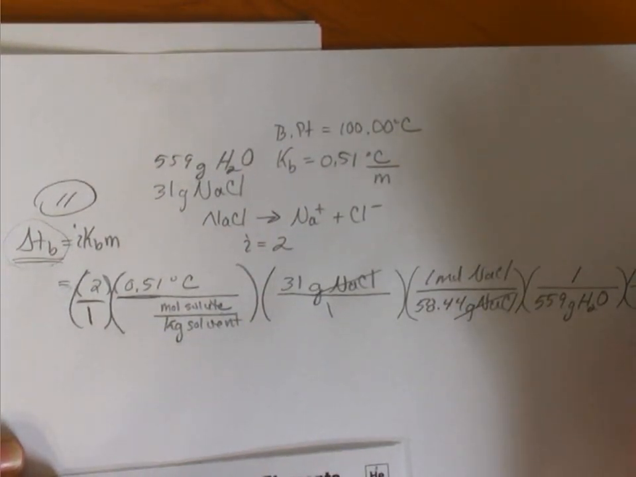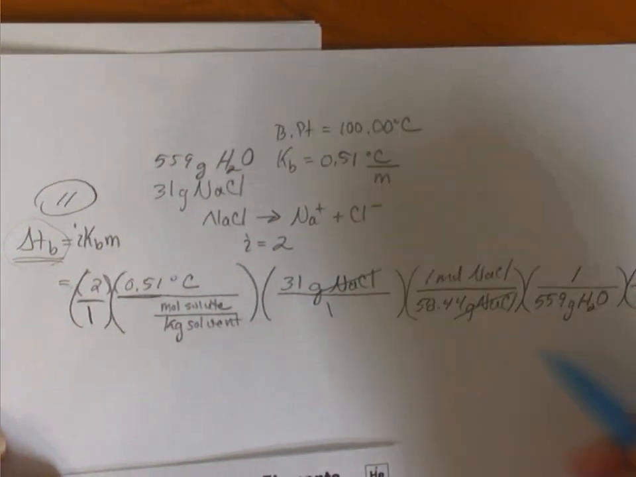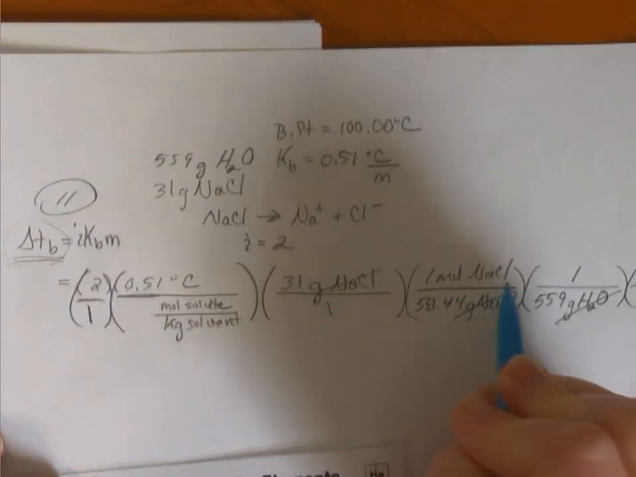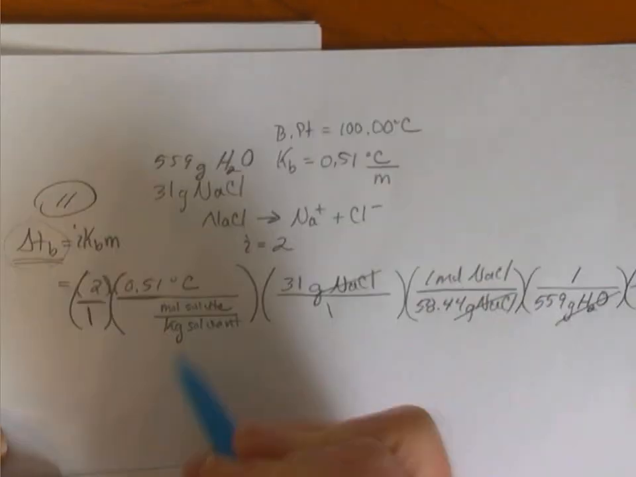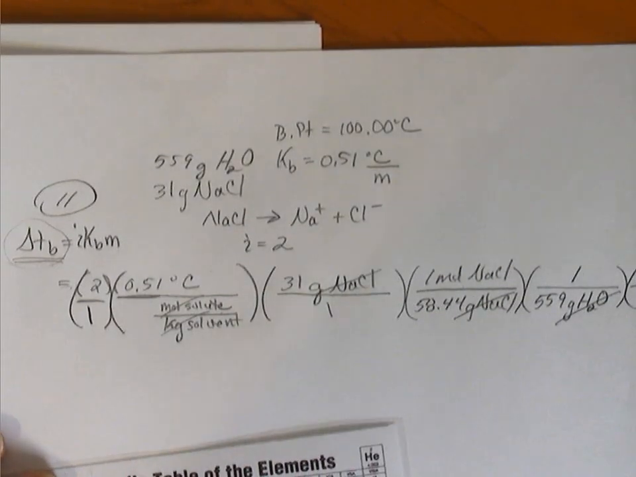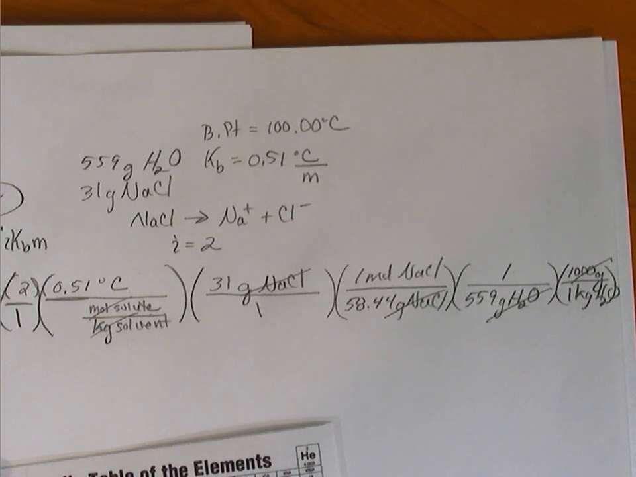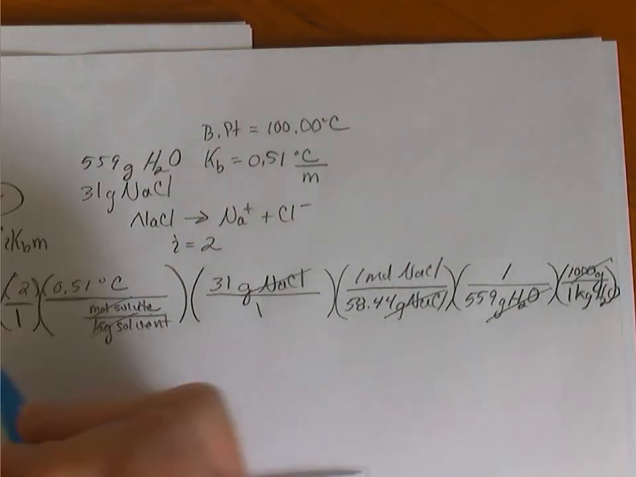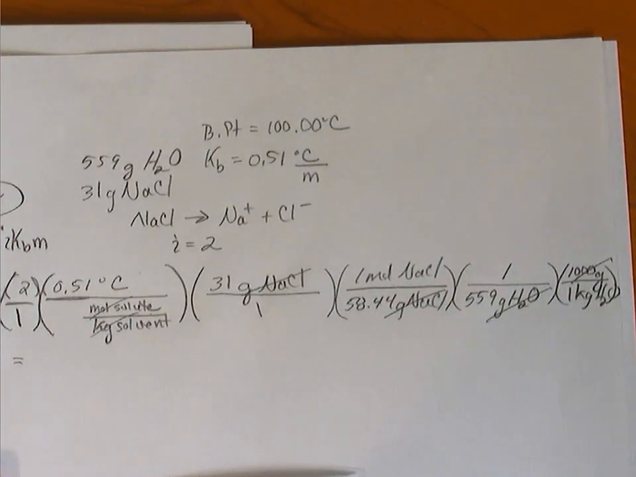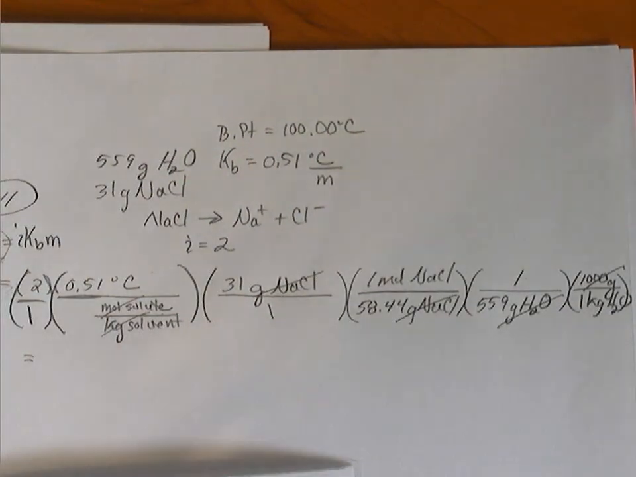And so we'll do one more step. And then we have mole of solute per kilogram. That will cancel that. And then I'll just have degrees Celsius as my final unit. So just plugging and chugging and doing my work.